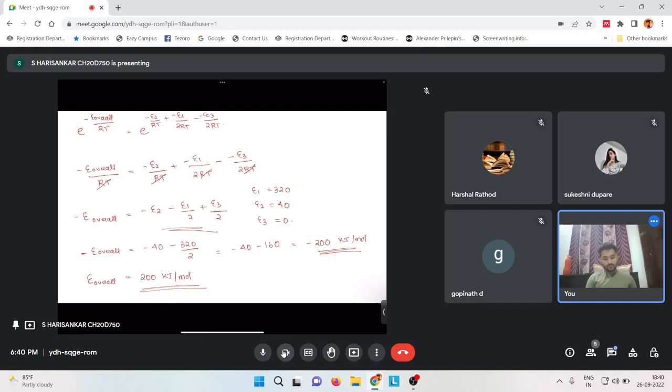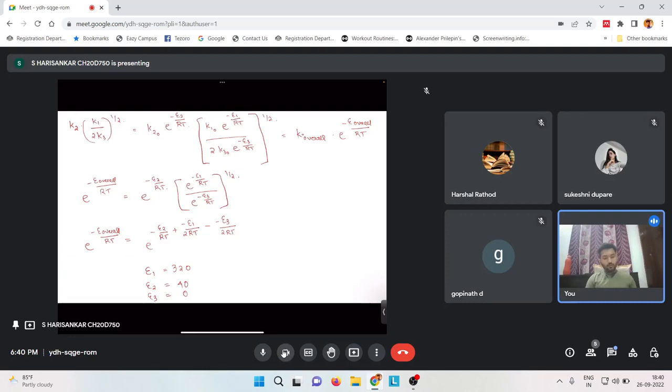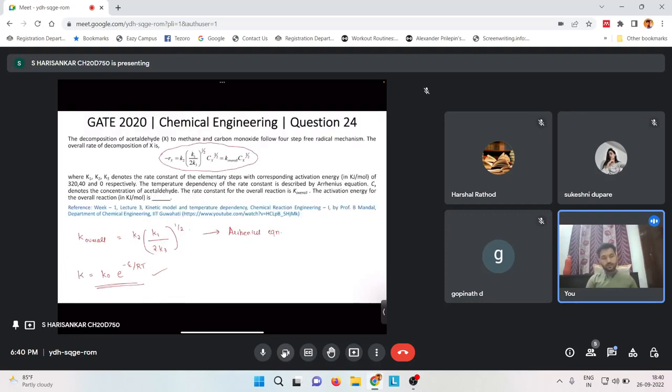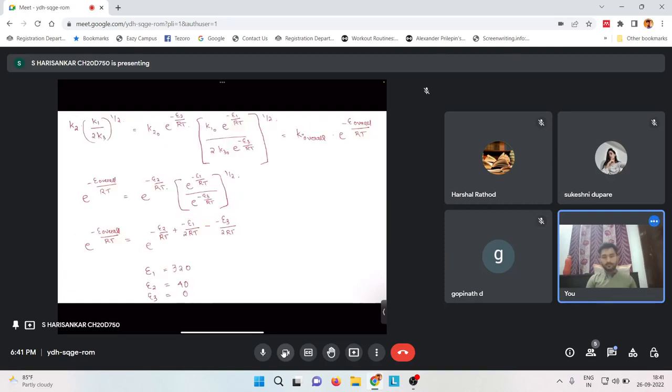So this is the answer here. What we did is we took the overall rate constant and equated it to its given K1, K2, K3 form. We expanded these rate constants K1, K2, K3 into the Arrhenius forms, and we equated the exponential terms of that expansion. Once we equated those exponential terms, it is easier to solve. We just had to do some mathematical operations, and finally we arrive at the value E overall as 200 kilojoule per mole.